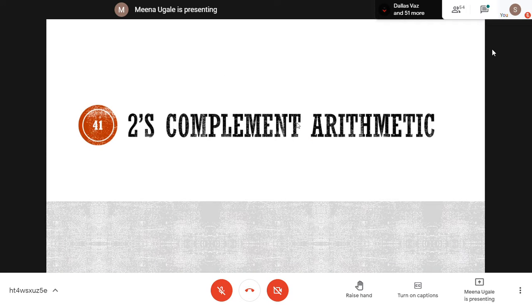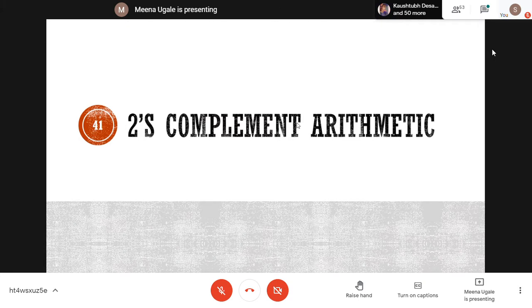Now this is a very important part. Note it down. 2's complement arithmetic. In the paper, you may get a question on this. Simple 2's complement addition and subtraction examples. Or in your MCQ questions also, you will be getting questions on this.